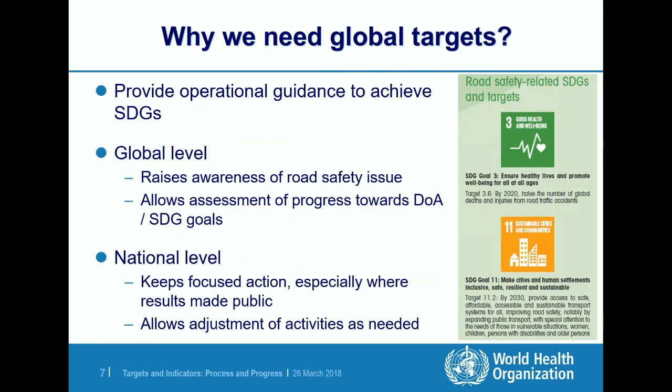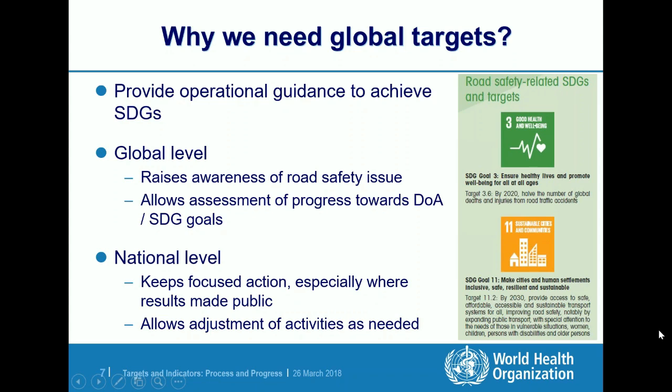So the question is, why do we need these global targets? Well, the first answer is these global targets provide an operational framework to guide member states and other actors to work towards the SDGs. As you know, there are two SDG targets that are relevant for road safety. The first is SDG target 3.6, which calls for a reduction by 50% of all deaths and injuries from road traffic injuries by 2020, which is only a few years away.